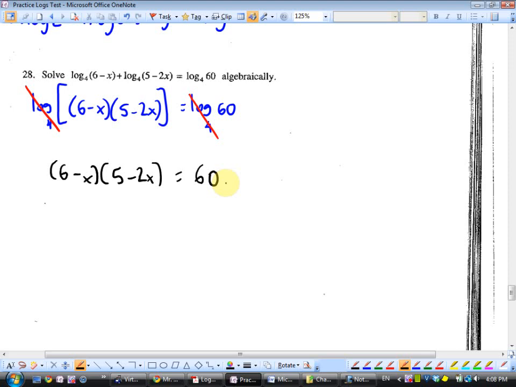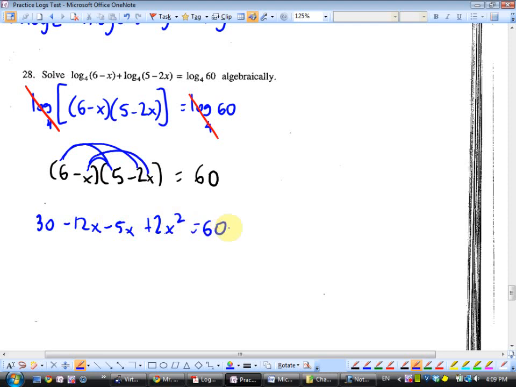FOIL. Yeah, okay. I was going to say get rid of brackets, but even better. We had the acronym FOIL. You know what? This is weird with the X's at the end. I'm going to show my work. 30 minus 12X minus 5X plus 2X squared equals 60.